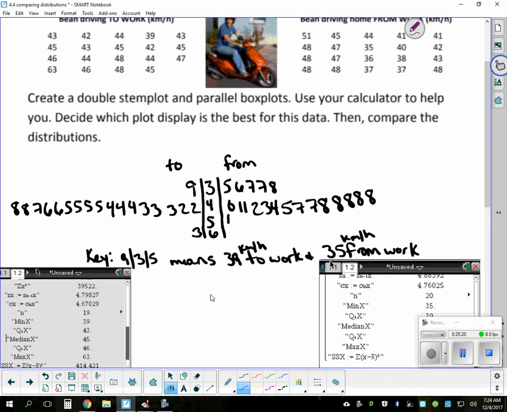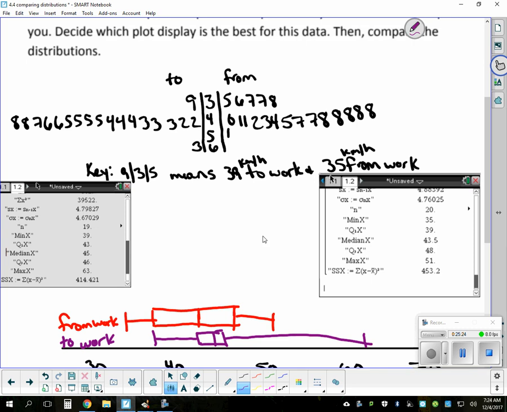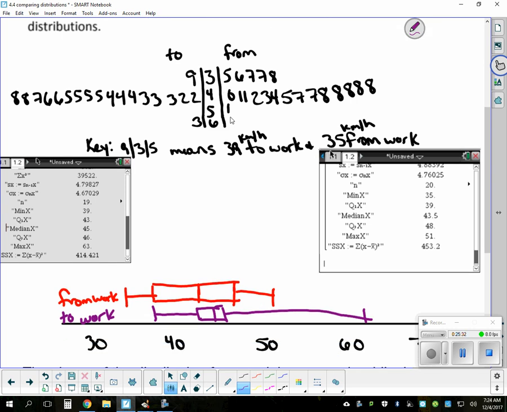Lastly, they had asked us which plot display you think is best for this data. I would say the box plot is better in this case because you have so many leaves on your 4 stem. I don't know that that's the best way to display that. So in this case, I think box plot. I don't always think that. It depends on your data and what it looks like. So that's an opinion too. Maybe you like it better this way.